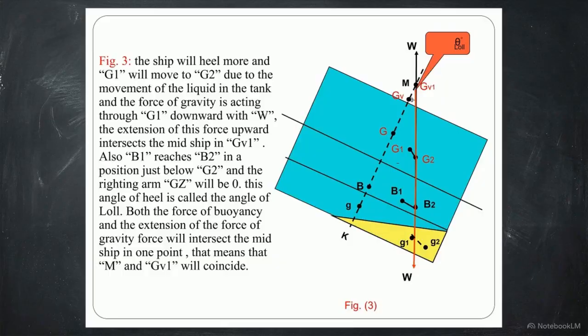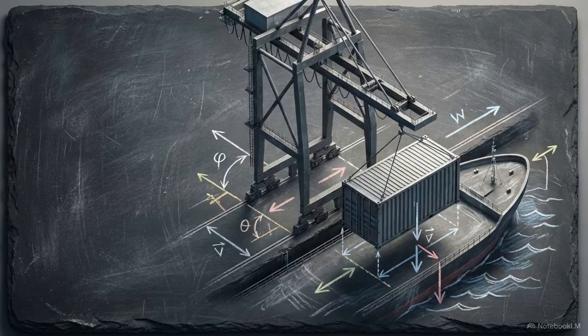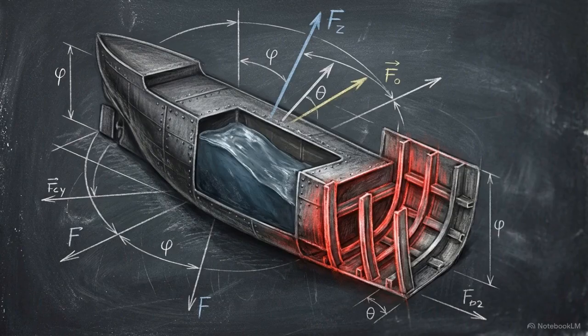This diagram shows the resting state. The ship will heel until the center of buoyancy pushes far enough outward to perfectly align underneath the shifted gravity. At this exact angle, the righting arm reaches zero and the ship stops rolling. This terrifying resting position is called the angle of lull. While a standard list stems from a simple weight imbalance, an angle of lull represents a total collapse of the vessel's upright physics.